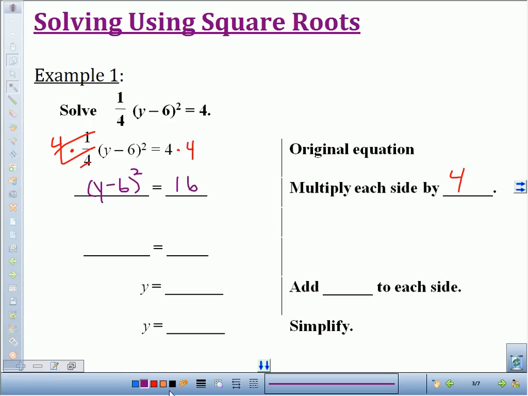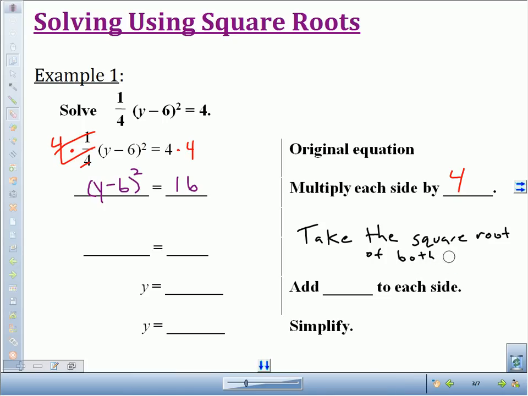Now here, my magic next step is to take the square root of both sides. That is the next thing that I want to do.